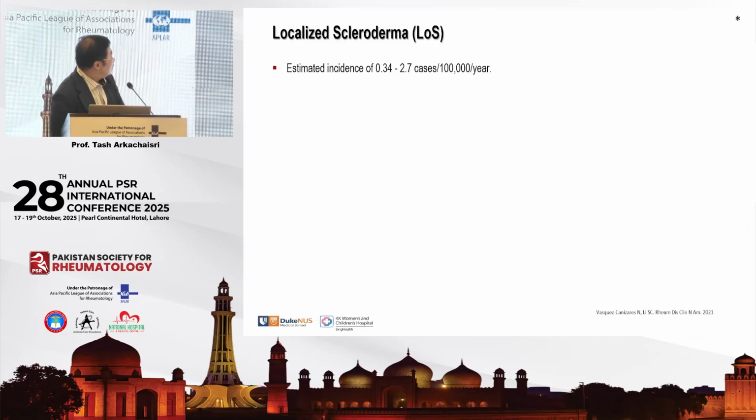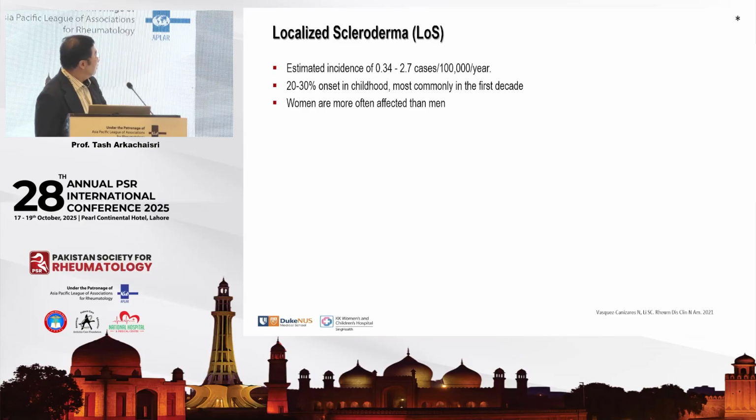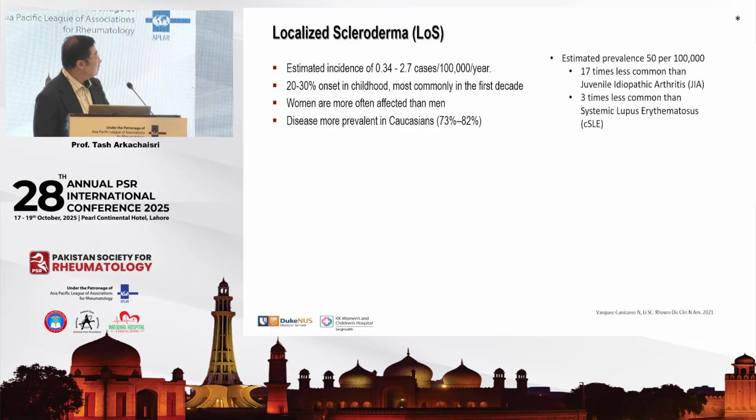Okay, so the estimate is about almost 10 times that of systemic sclerosis. Up to 3 cases per 100K, and then 30% happen in childhood. Okay, female is more often than male, like any other disease. And the disease we see more in Caucasians, up to 82%. Okay, but we see it not uncommonly in Asia.